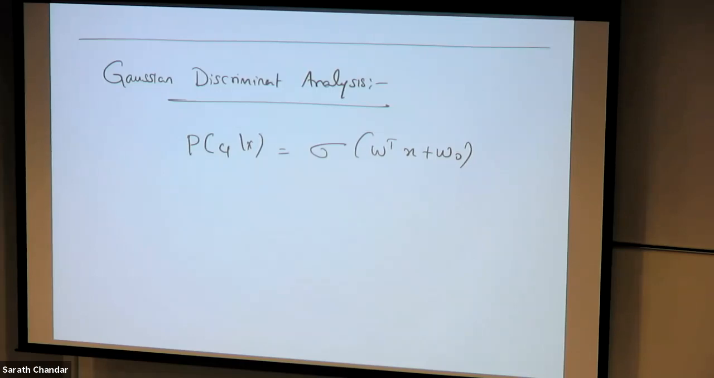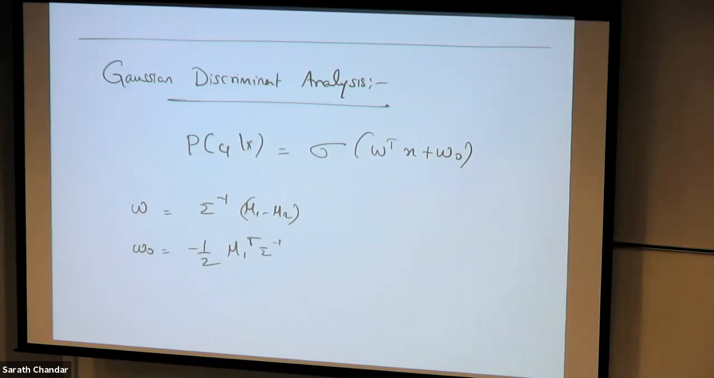Where W is sigma inverse of mu1 minus mu2, and W0 is minus 1/2 mu1 transpose sigma inverse mu1 plus 1/2 mu2 transpose sigma inverse mu2 plus ln P of C1 divided by P of C2. Is that clear? So the previous part was deriving how this classifier was designed. But now let's say this is given to us.